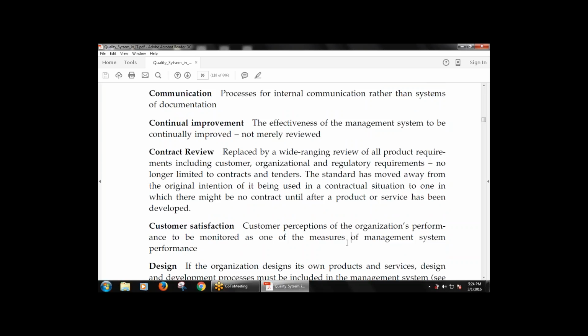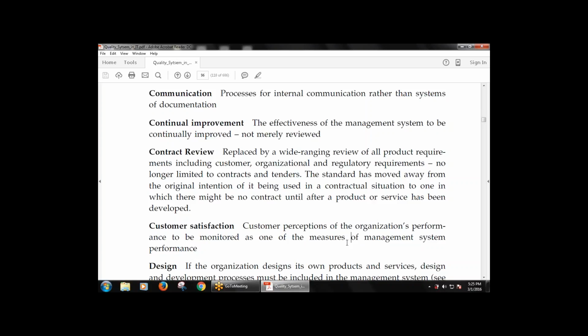Then there is customer satisfaction. The customer perception of the organization's performance has to be monitored on a regular basis, as one of the measures of the management system performance. This is also a part of the management review, that is, the customer satisfaction.